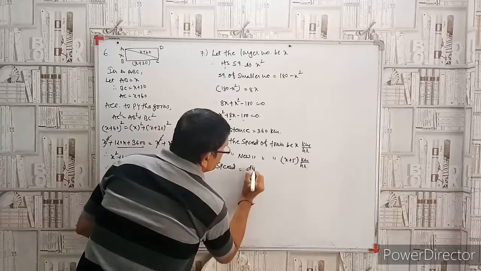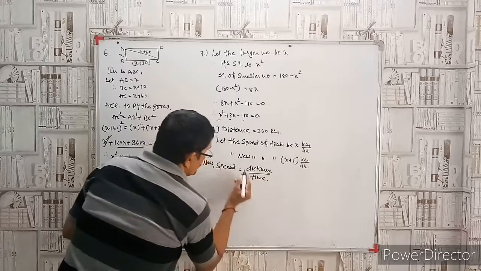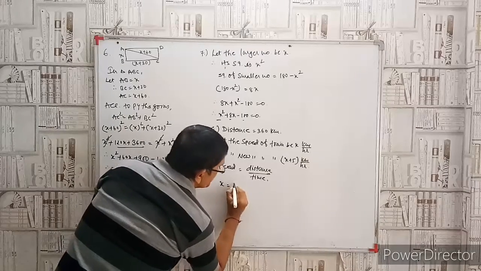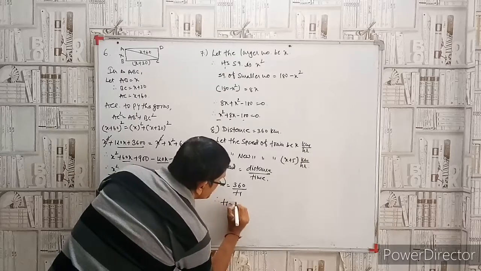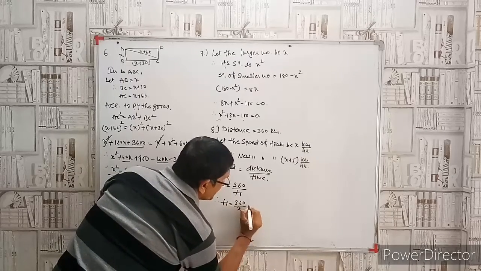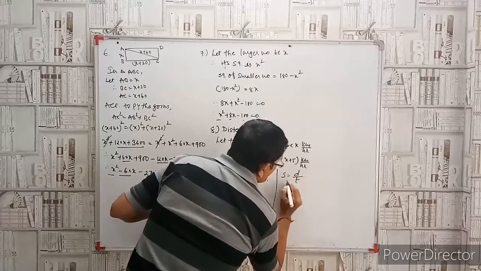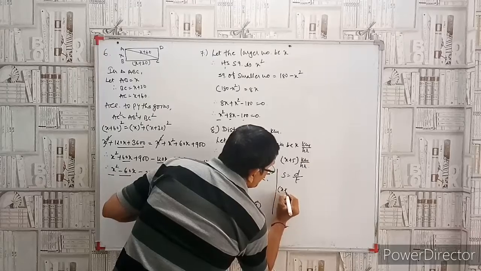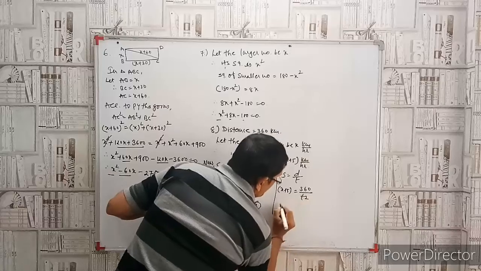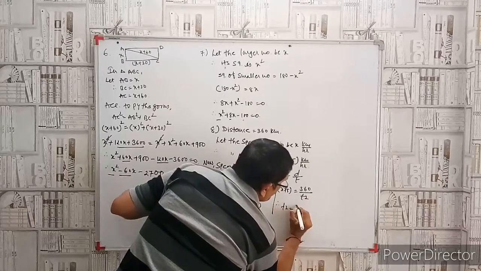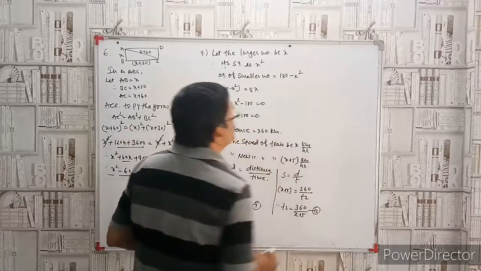Okay, now speed is equal to distance upon time. Speed is suppose x, distance is fixed, 360, and time will be t1. So t1 is equal to 360 upon x. This is the first one. Similarly, speed is equal to distance upon time for the new speed. So x plus 5 is equal to the same distance 360 and time will be t2. So t2 is equal to 360 upon x plus 5. This is the second equation.